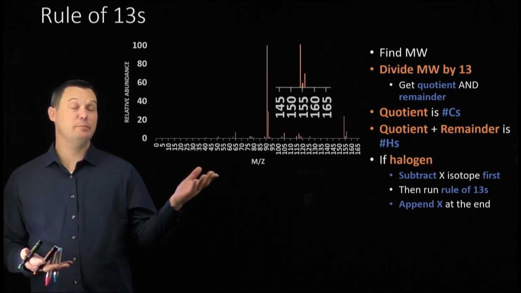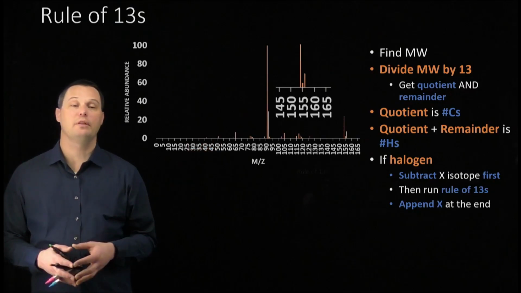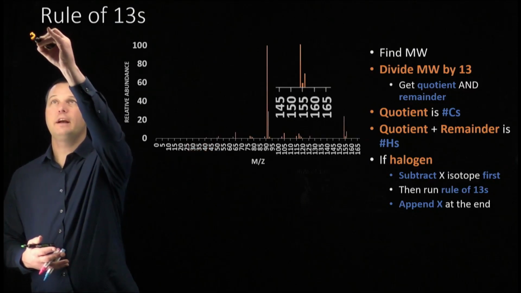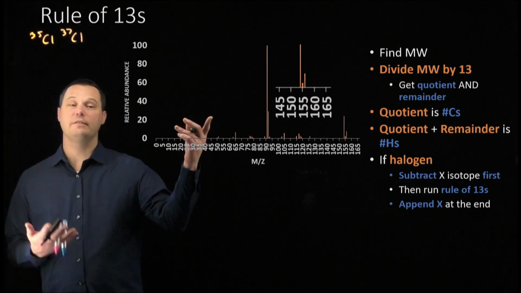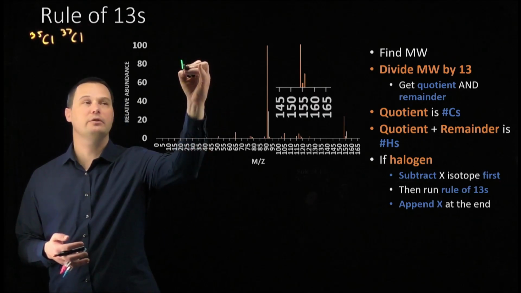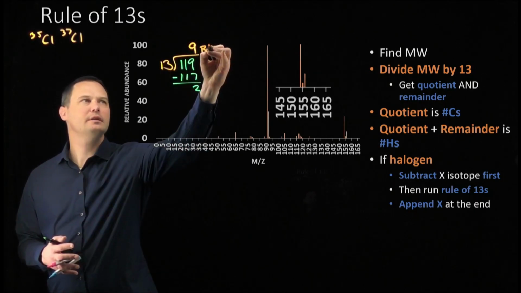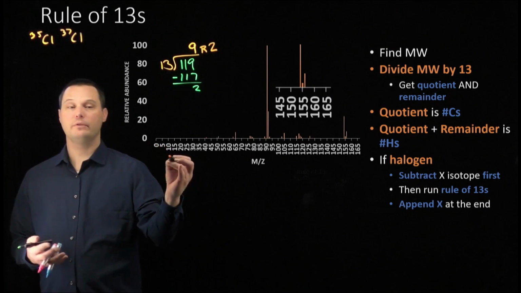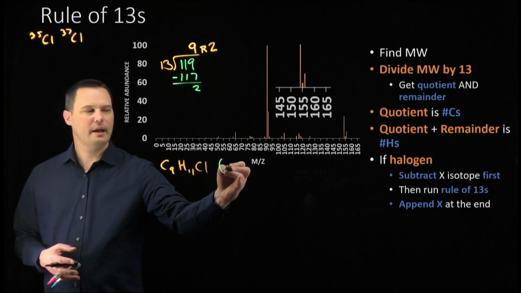Let's do one last example to show how it works with chlorine. Again, I would recommend subtracting the halogen out first before running the rule of 13s. Recall that the naturally occurring isotopes of chlorine are chlorine 35 and chlorine 37. Subtracting 35 from 154 gives us 119 AMUs. 13 times 9 is 117. That gives us 9, remainder 2. So our molecular formula for this structure would be C9H11Cl with an IHD of 4.